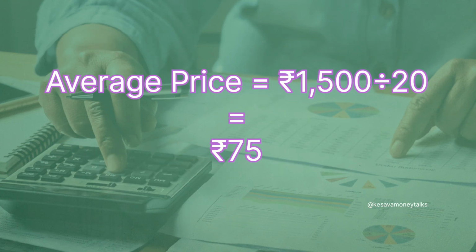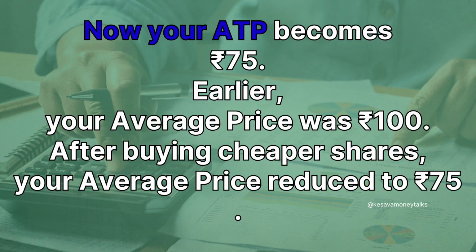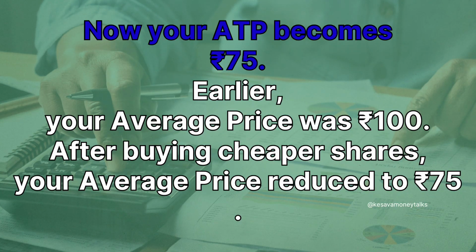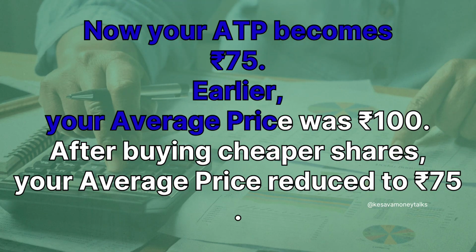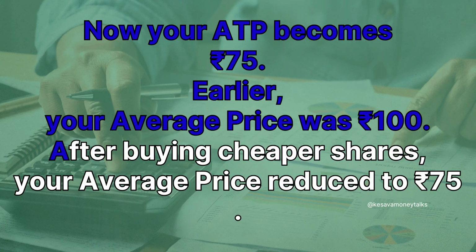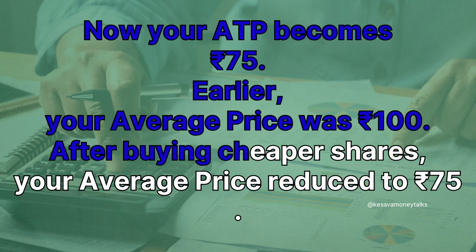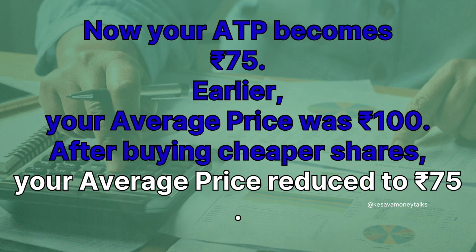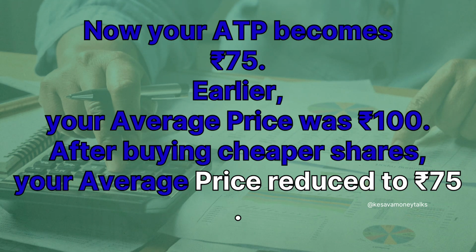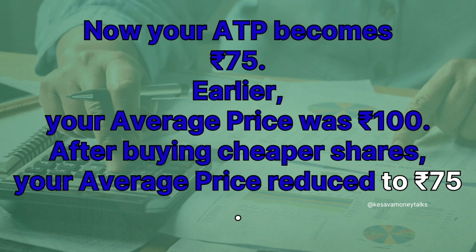Average price equals 1500 divided by 20. So now the average traded price, ATP, becomes 75. Earlier your average price was 100. So after buying cheaper shares, your average price reduced to 75 rupees.